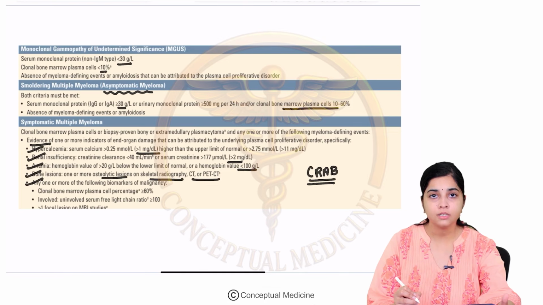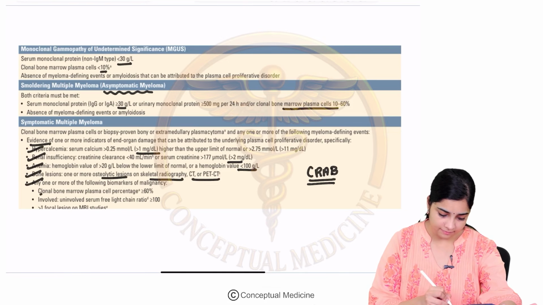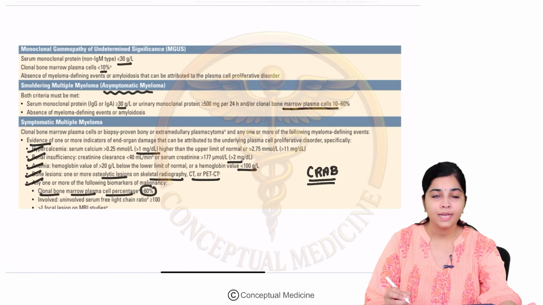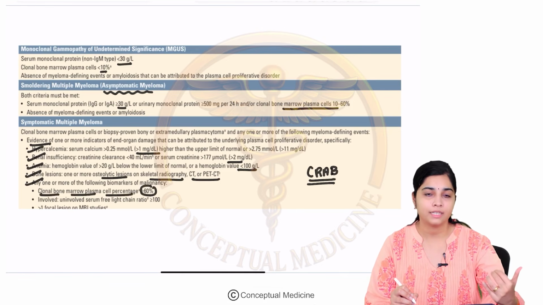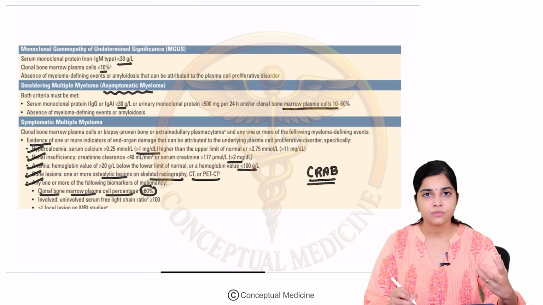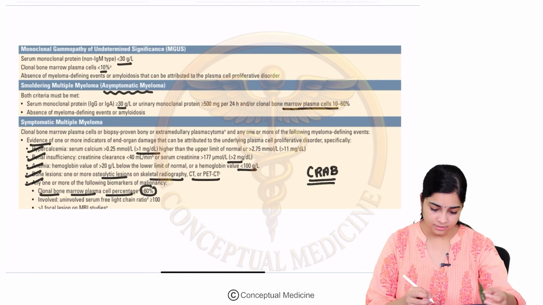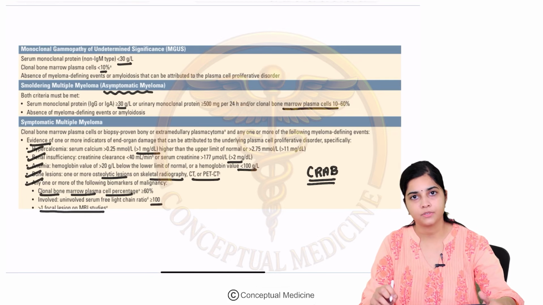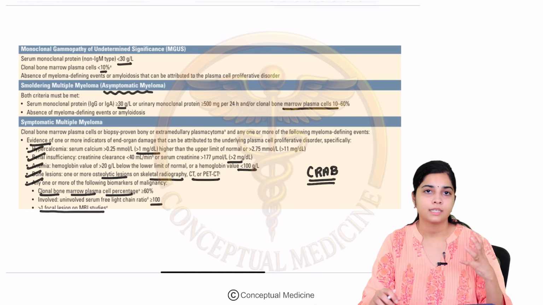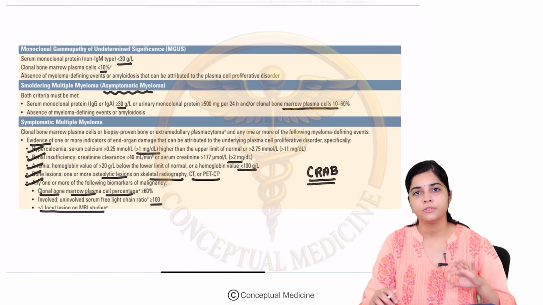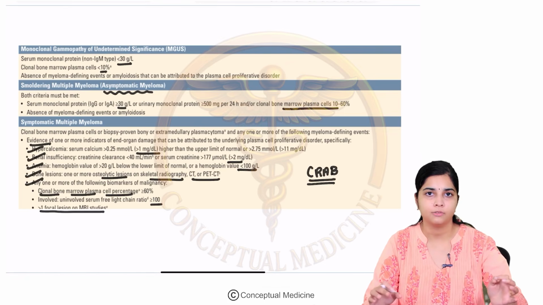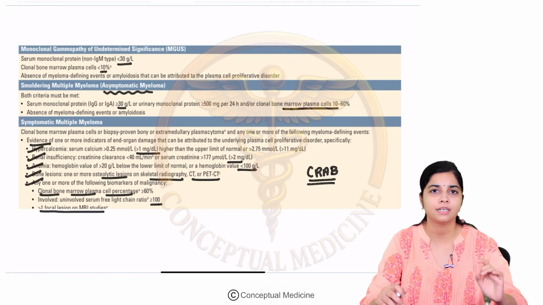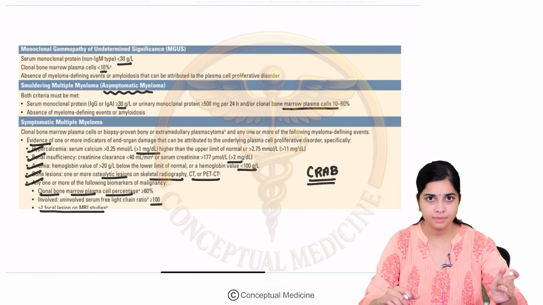And any one or more of the following biomarkers of malignancy: clonal bone marrow plasma cell percentage more than 60%, and involved to uninvolved free light chain ratio more than 100, and more than one focal lesion on MR. So, this is about the CRAB criteria and how you define symptomatic multiple myeloma. Okay, so remember, CRAB stands for hypercalcemia, renal failure, anemia, bony lesions and bony pains.